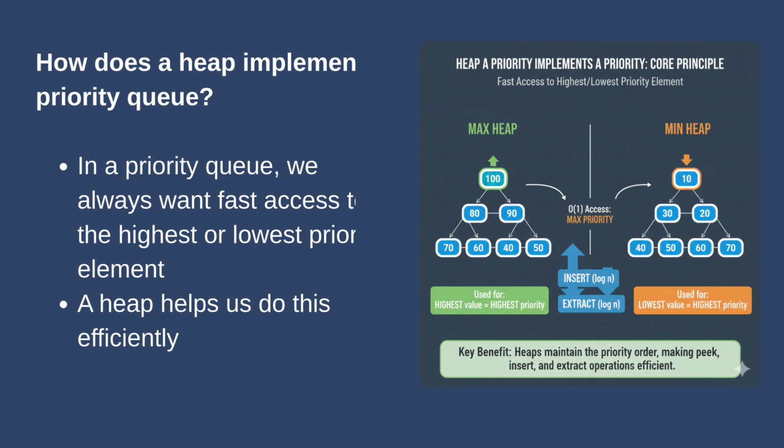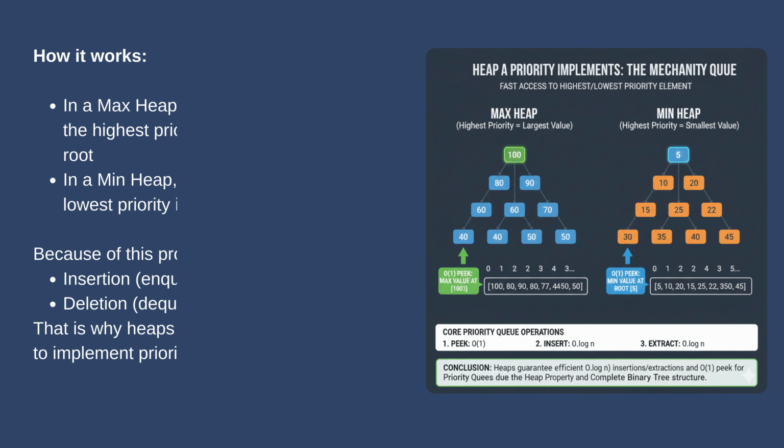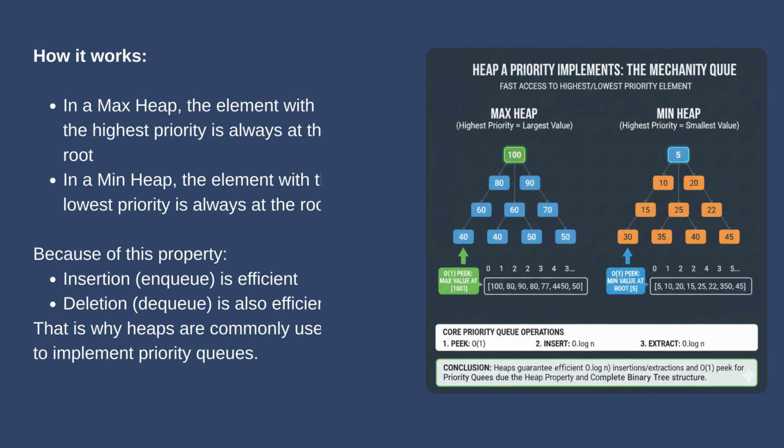Now, how does a heap implement a priority queue? In a priority queue, we always want fast access to the highest or lowest priority element. A heap helps us do this efficiently. So, how does it work? In a max heap, the element with the highest priority is always at the root. In a min heap, the element with the lowest priority is always at the root.